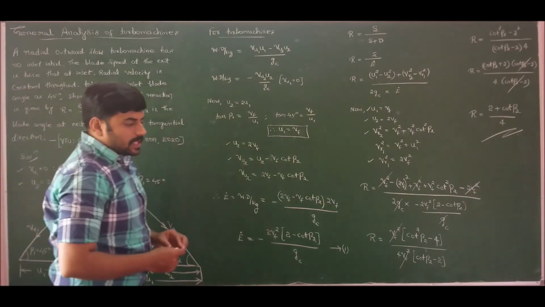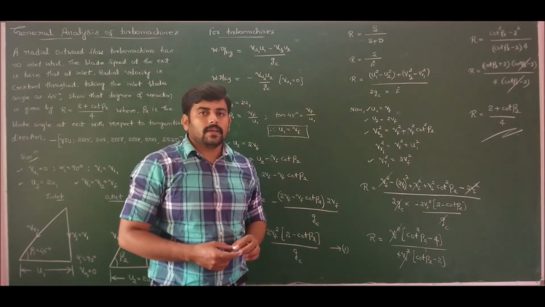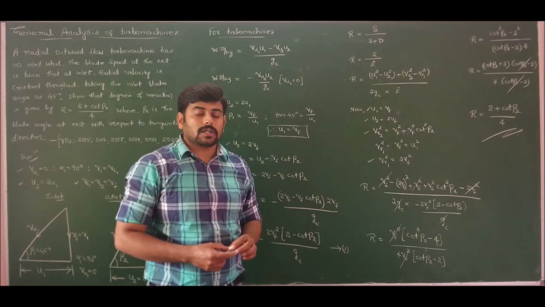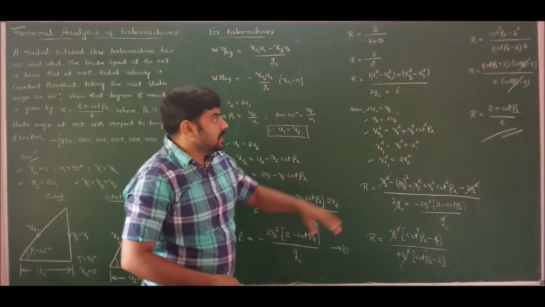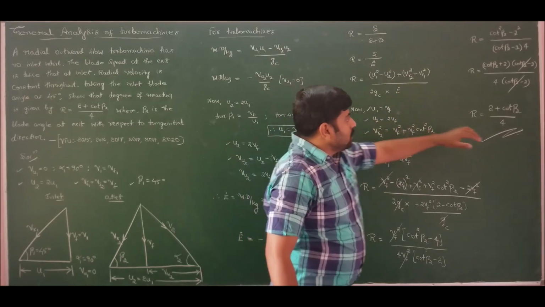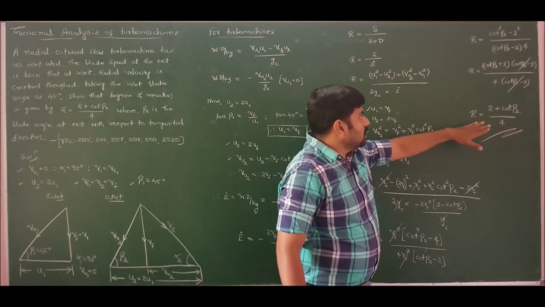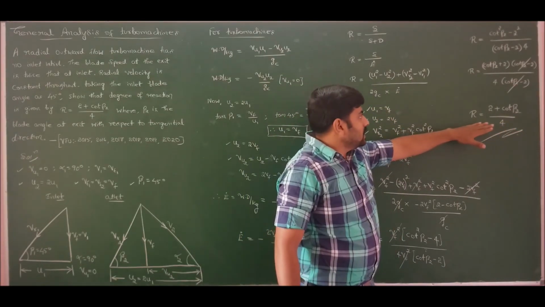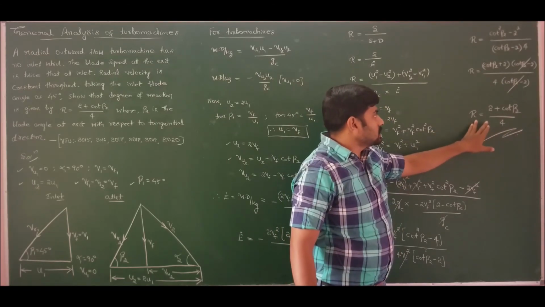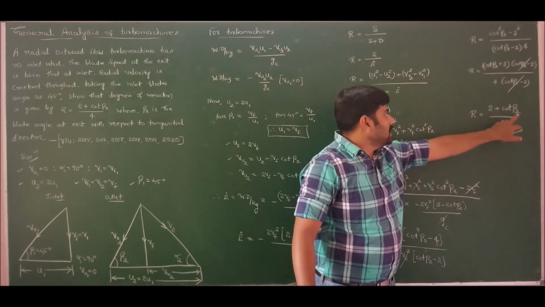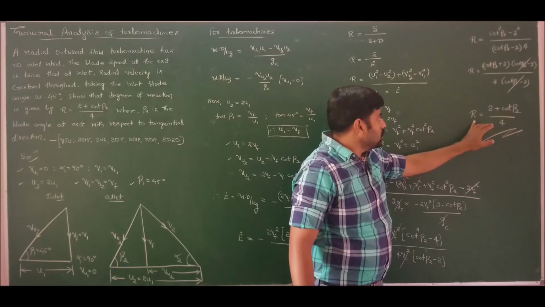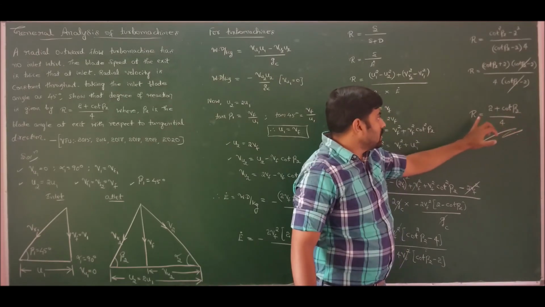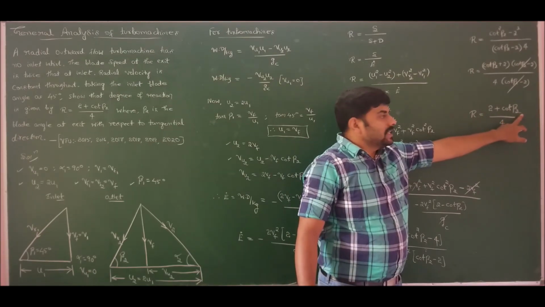The same question can also be asked as explain the effect of blade discharge angle on degree of reaction. Once you have derived, you can explain what is the effect of blade discharge angle on degree of reaction. So put r is equal to 0, find the value of beta 2. Put r is equal to 1, find the value of beta 2. Put r is equal to 0.5 and find the value of beta 2.